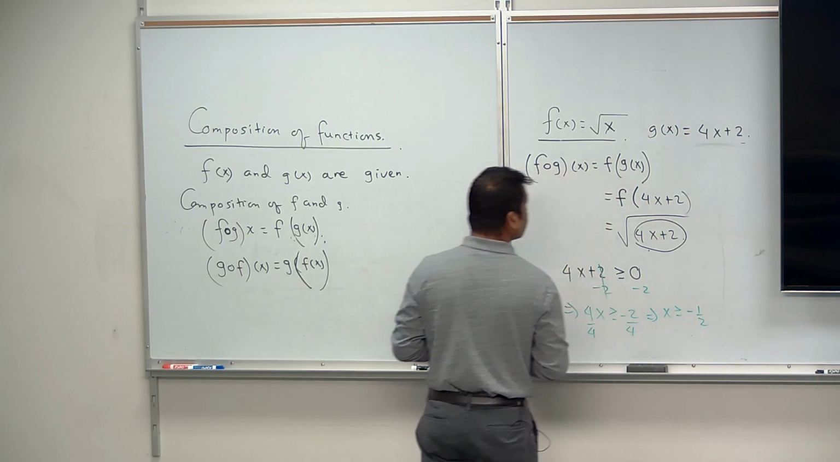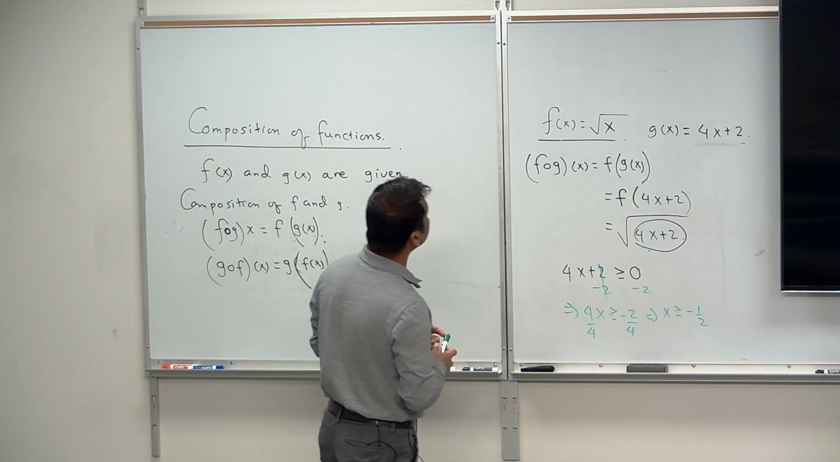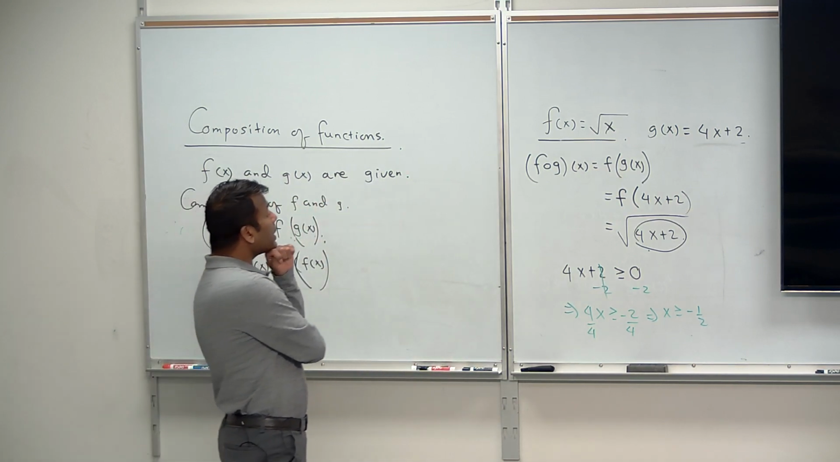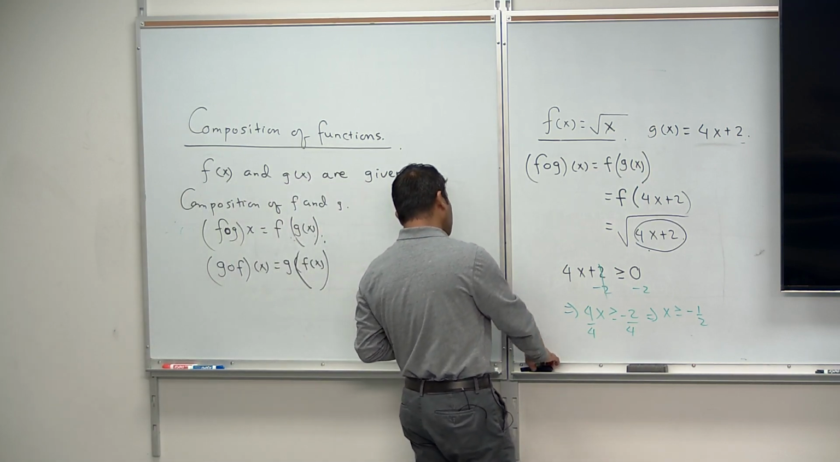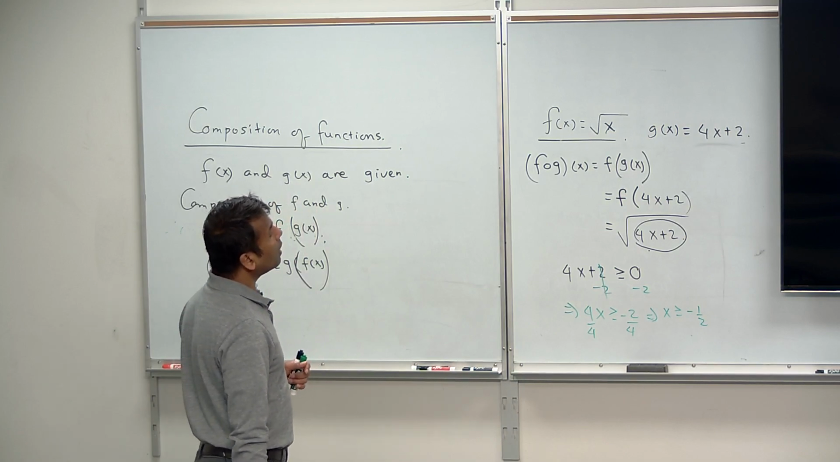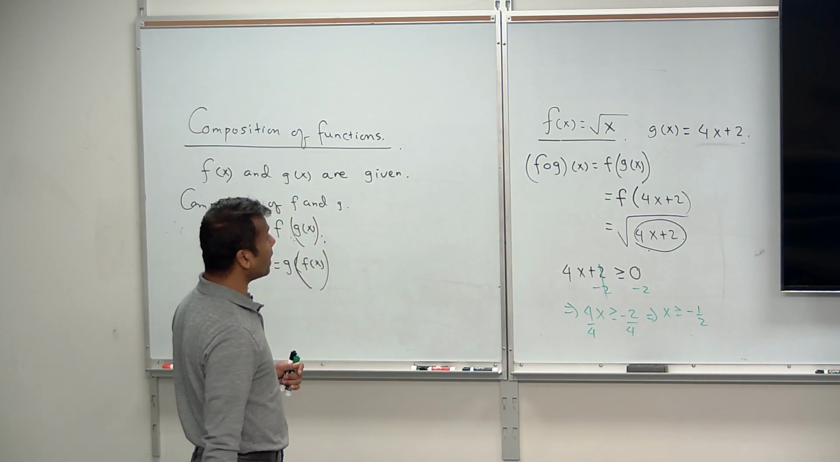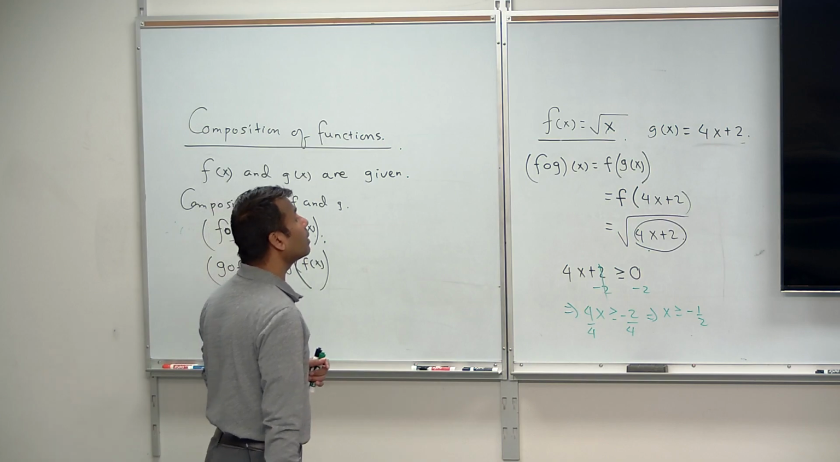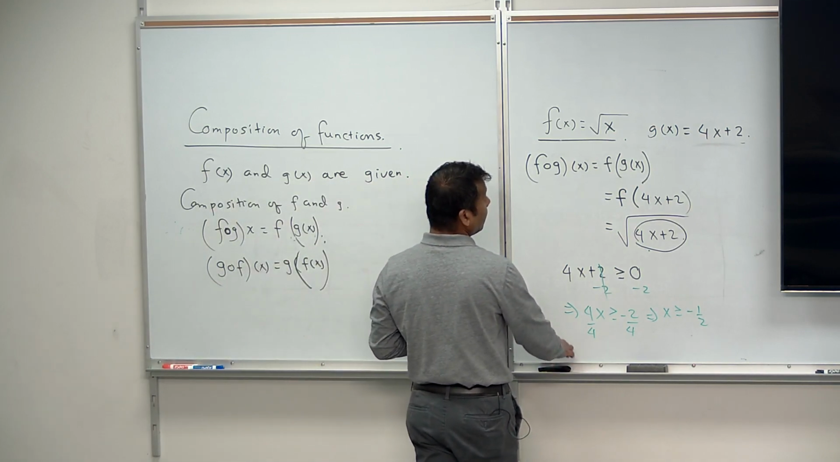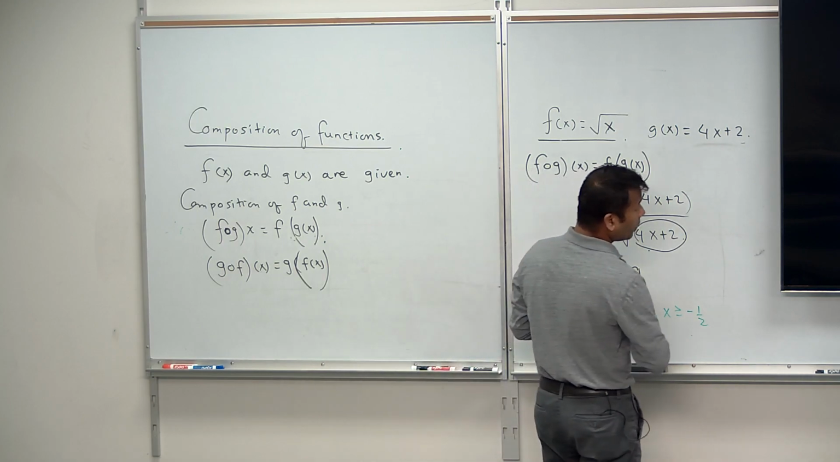Negative 1/2? Is that right? So now you have x is greater than or equal to negative 1/2, right? So I think you got this, x is greater than or equal to negative 1/2. So if you want to find the domain of f of g, so that will be what?